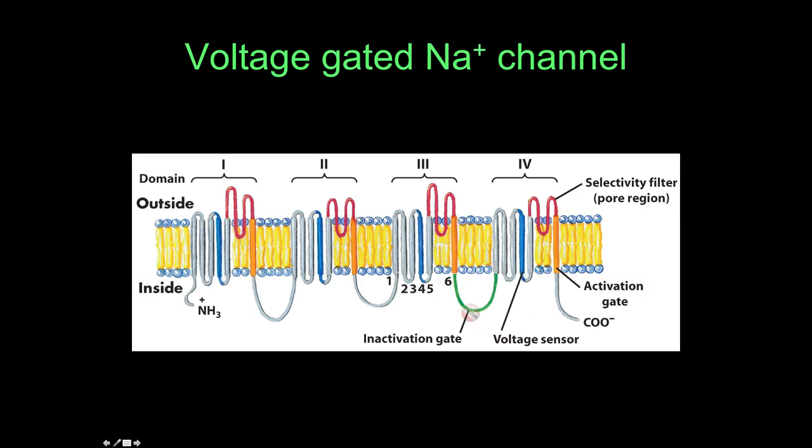But for the inactivation gate, and this is where you have to be very careful in the exam as well, the inactivation gate is that segment that connects domain 3 and domain 4 together. So the inactivation gate is only this one here, which is the segment that connects domain 3 with domain 4. So be very careful with that. That is the inactivation gate. So that is more or less the summary of the structure of a sodium ion channel.